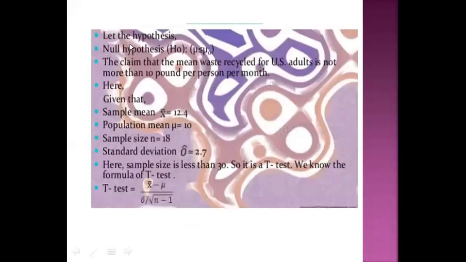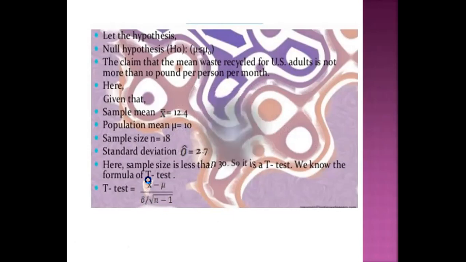For this, we first of all generate the null hypothesis, and the claim is that the mean waste recycled in the US is not more than 10 pounds per person per month. Here, the sample mean is 12.4, the population mean is 10, the sample size is 18, and the standard deviation is 2.7. The sample size is less than 30, so a t-test should be applied, and it should be a one sample t-test because the population mean is known and there is one sample.